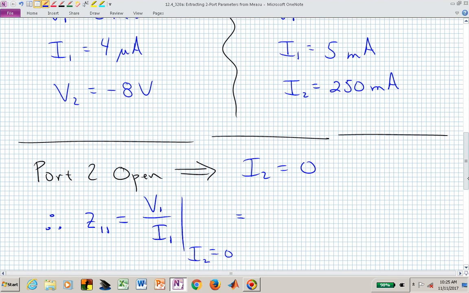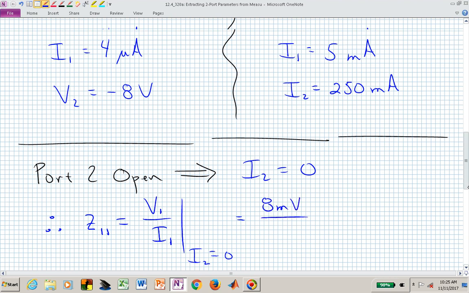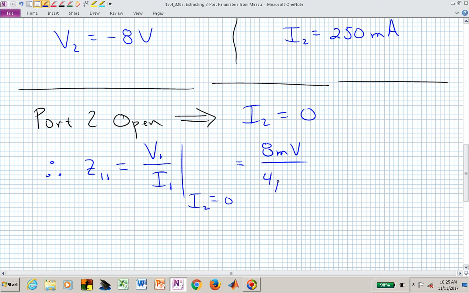We have V1 is 8 millivolts, and I sub 1 was 4 microamps. Now we just need to keep track of the exponents or the units. We have 8 times 10 to the minus 3 and 4 times 10 to the minus 6. 8 over 4 is 2, and we divide 10 to the minus 6 into 10 to the minus 3, and that gives us 1,000. So we now know that Z11 is 2,000 ohms.